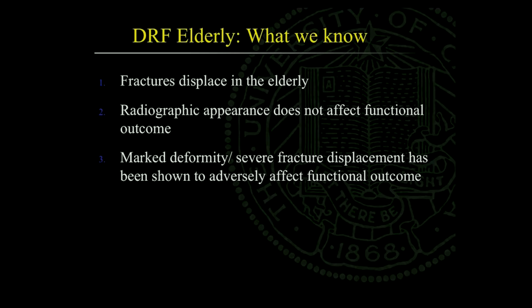All right, so what do we know about fractures in the elderly? Well, we know that fractures displace in the elderly because they don't have great bone. We know that the radiographic appearance, the x-rays that we take, don't always correlate with functional outcome. And finally, we know that marked deformity and severe fracture displacement has been shown to adversely affect functional outcome, which is kind of strange because 2 and 3 are kind of opposite of what you would think, right? So radiographic appearance doesn't matter, yet we know that really bad radiographic appearance is not good for functional outcomes.